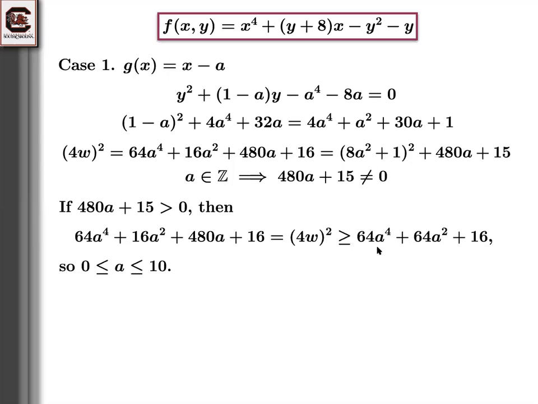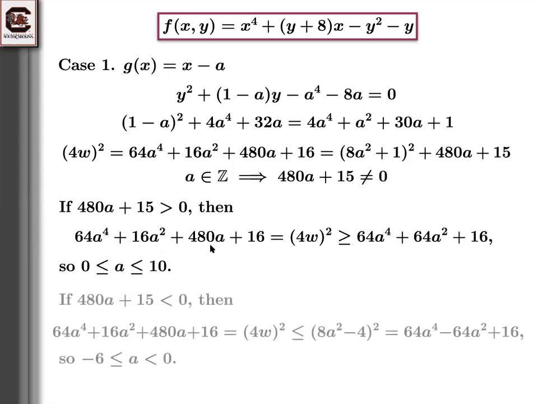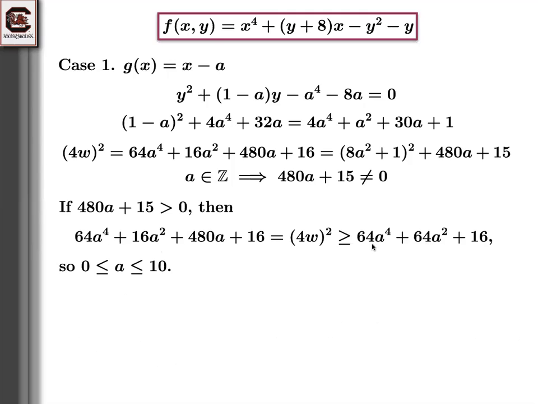The 16 and the 64a to the fourth cancel from both sides. And I bring the 16a squared, I'm going to have a 48a squared is less than or equal to 480a. Be a little careful here. So when I cancel the 64a to the fourth and the 16, again, I bring the 16a squared over, I have 48a squared is less than or equal to 480a. a equals 0 is here. If a is positive, then by dividing by 48a, a is less than or equal to 10. So that tells me a has to be between 0 and 10 there.